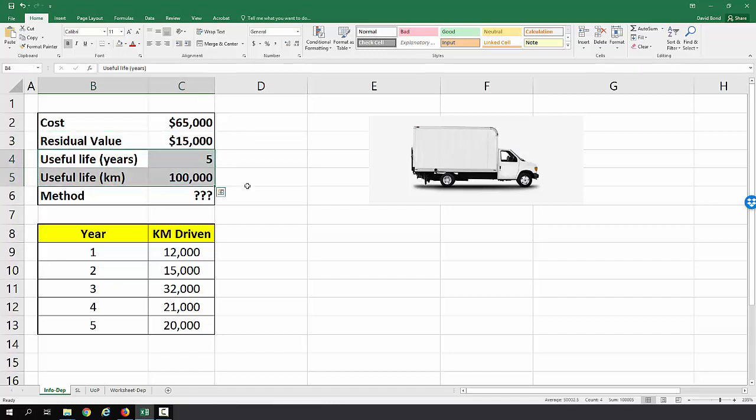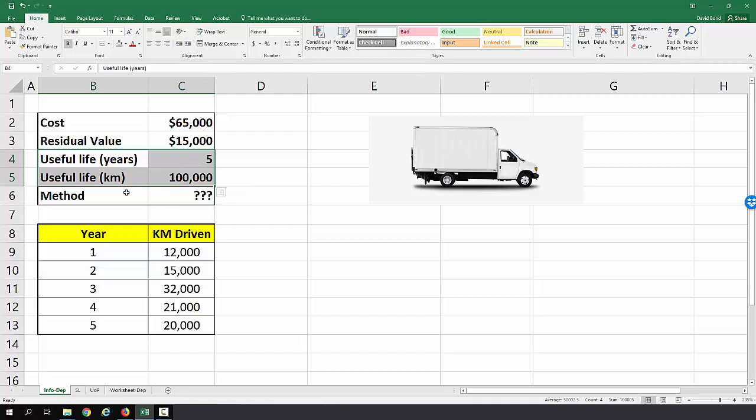The third piece of information we have is useful life. And in this case, it's done in two ways. It's done in years, which is only 5 years, so obviously not that well made a truck, or kilometers, so some sort of output method. And in this case, that's 100,000 kilometers.